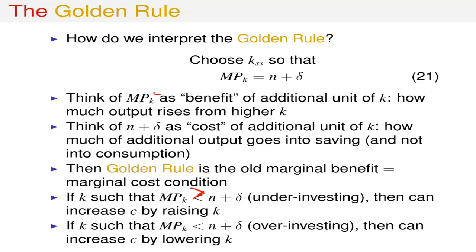If the marginal product of capital is greater than n plus delta, then it must mean that you are underinvesting because the marginal benefit exceeds the marginal cost, and therefore you can increase consumption by raising capital. As you raise capital, then that's going to bring the marginal product of capital back down until it's equal to that. And then the reverse is that if the marginal product of capital is less than n plus delta, then you must be overinvesting. You've done too much. And then you can increase consumption by reducing the capital stock.